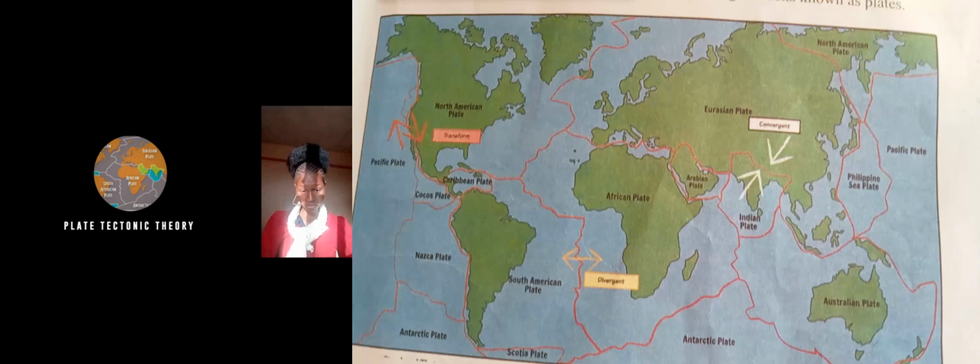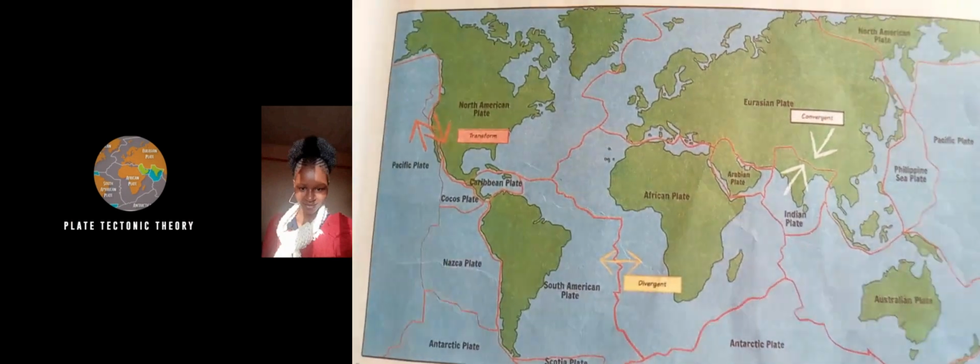Among the larger plates, we have the North American, South American, African, Antarctic and Australian plates, and so on. There are around seven. Among the smaller plates, we have the Cocos plate, the Nazca plate, the Caribbean plate, the Arabian plate, the Indian plate, and the Somali plate. So let's see them.